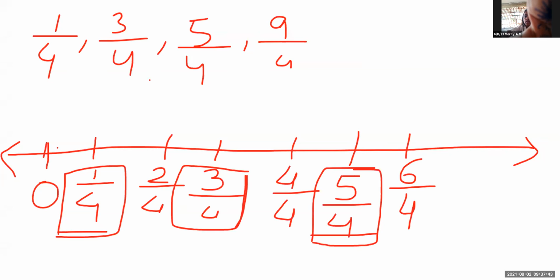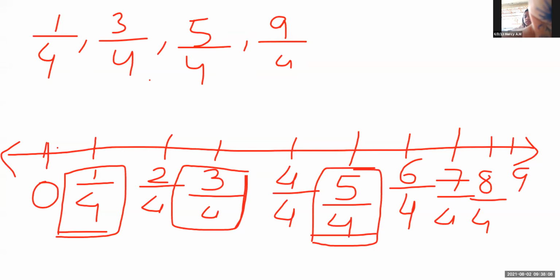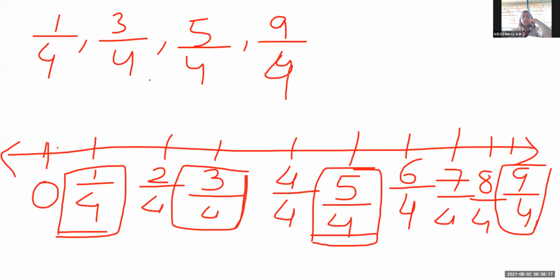Okay. Next, 6 upon 4 के बाद में, very good, 7 upon 4. Okay. After 7 upon 4, very good, 8 upon 4. Okay. Next, very good. Next will be 9 upon 4. This also we have to find out. See, last number is what? 9 upon 4. So जहां तक बड़ा number है 9 upon 4, till there we have to solve.